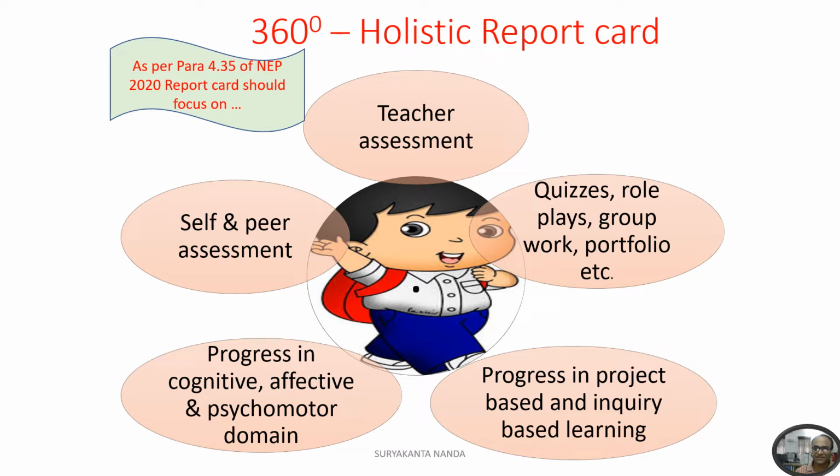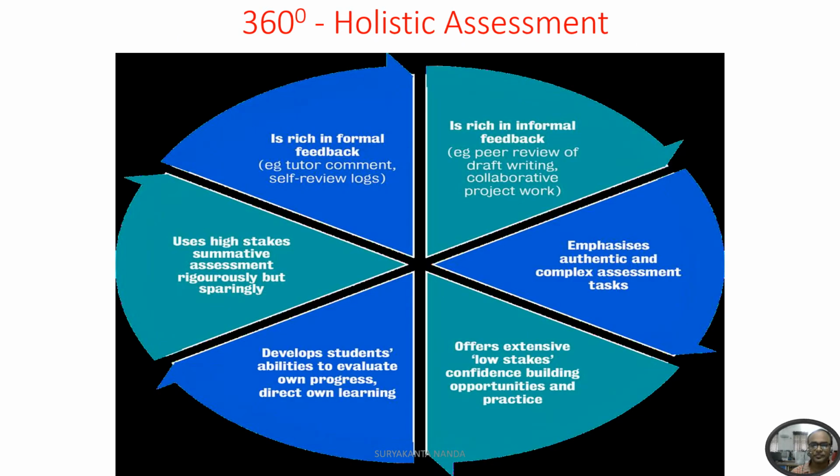Now let us discuss the 360-degree holistic report card. As per para 4.35 of NEP 2020, a report card should focus on teacher assessment, quizzes, role play, group work, portfolio, etc., progress in project-based and inquiry-based learning, progress in cognitive, affective, and psychomotor domain, self and peer assessment. So these are the areas that NEP 2020 says our report card should focus on.